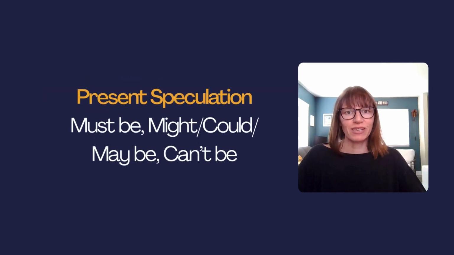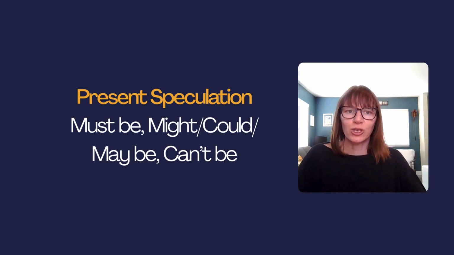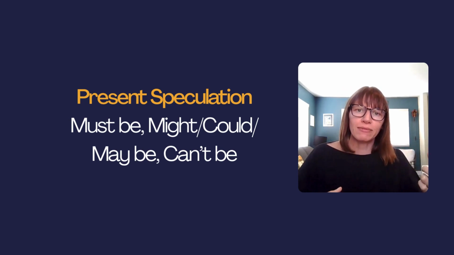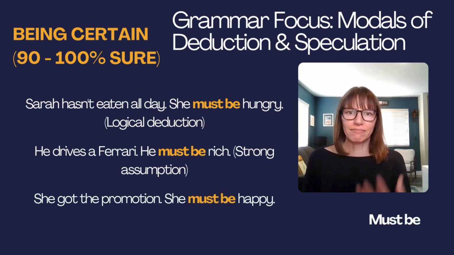Sometimes we don't know something for sure, but we can make logical guesses or deductions based on evidence or lack of evidence. We use modal verbs for this. Let's look at speculating about the present first. Some of these modal verbs in the present that we'll look at are must be, might, could, maybe, and can't be.